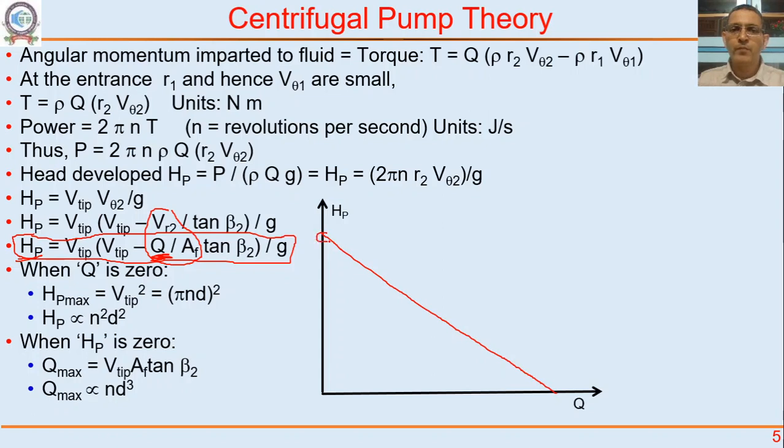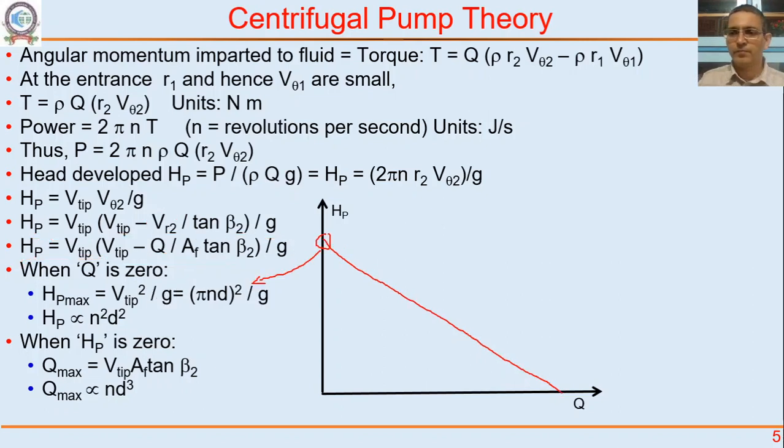When Q is 0, that HP is the maximum possible head that impeller will generate. That's nothing but, if this is 0, it will be V tip square divided by G. Well, one second, let me just make that correction. Yeah, so the maximum head developed, that is when the flow is 0. When flow is 0, the maximum head that is developed is nothing but V tip square divided by G, or pi nd square divided by G. So maximum head is proportional to n square and d square. This is an important relationship.